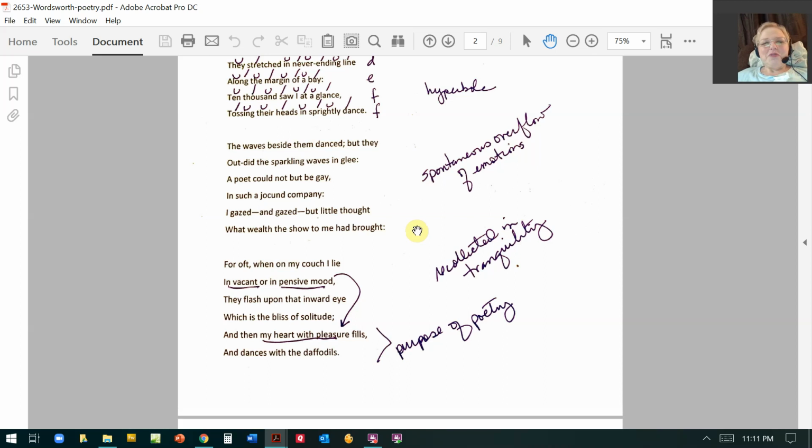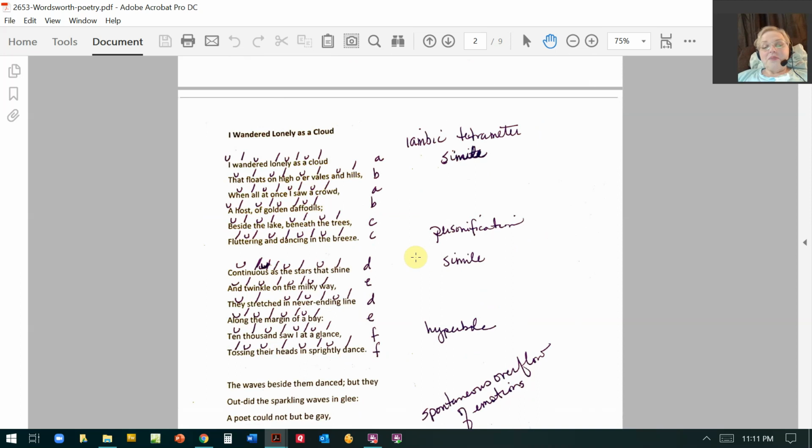So, I wandered lonely as a cloud. So here's a simile, right? And we think about clouds, right? Clouds are kind of separate. They're up there and there's other things around them, but they don't connect to each other, right? And they're blown by the wind, right? They don't seem to be beings that control themselves. So we have this sense that he's just kind of meandering, right?